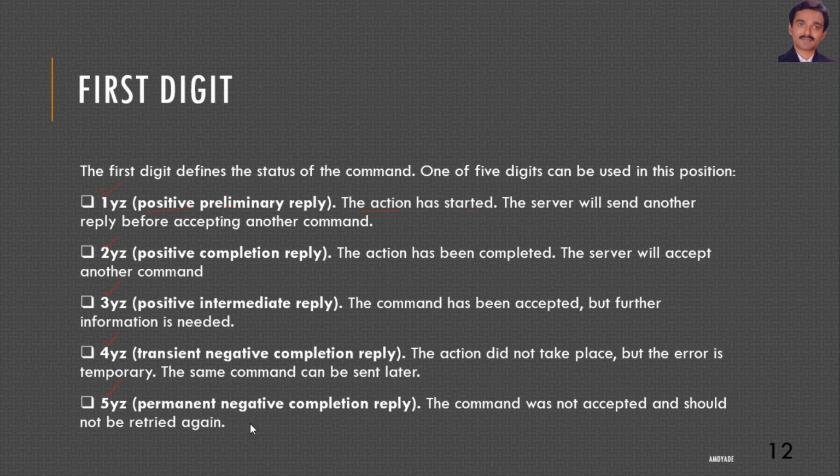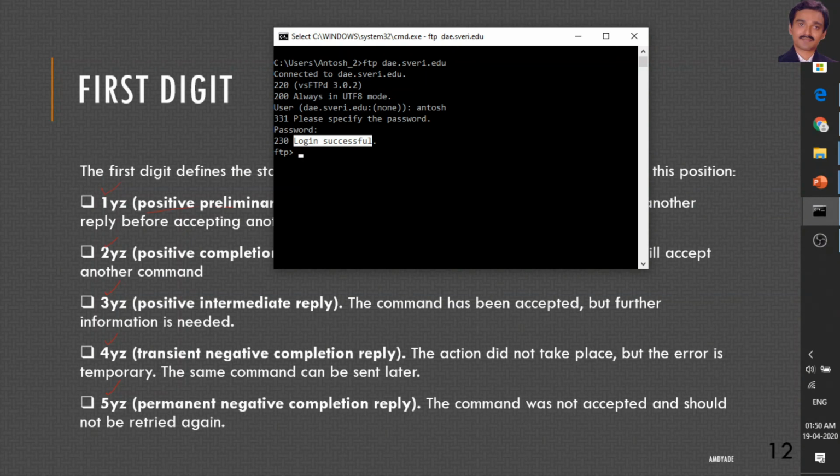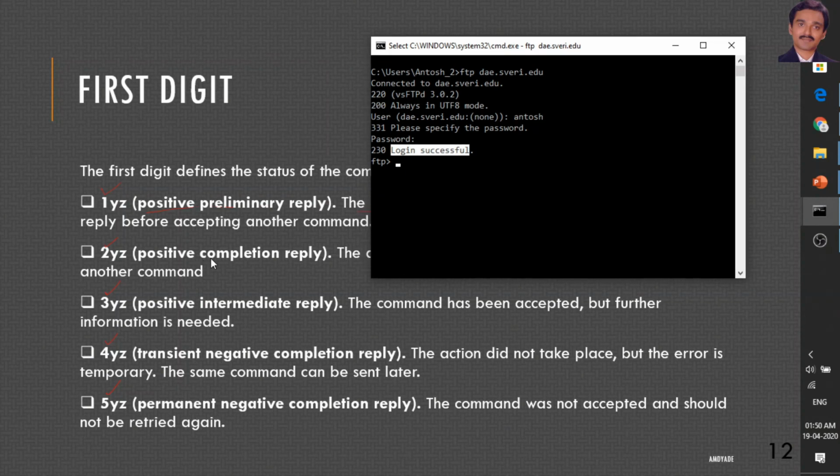Let's see an example. Here we can see 230 and 232, which mean positive completion reply. Here 331, you can see 3 means positive intermediate reply. The command has been accepted but further information is needed. Like I have entered the username, it needs further information, as a password. It needs a password, that's why it is 331.